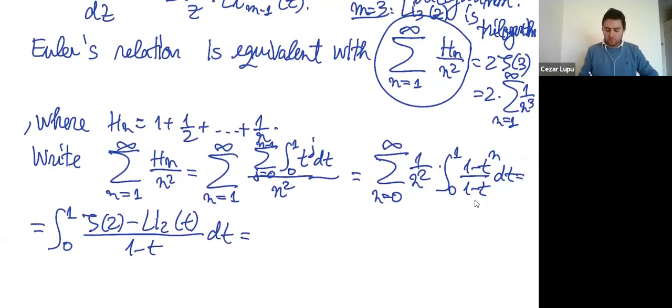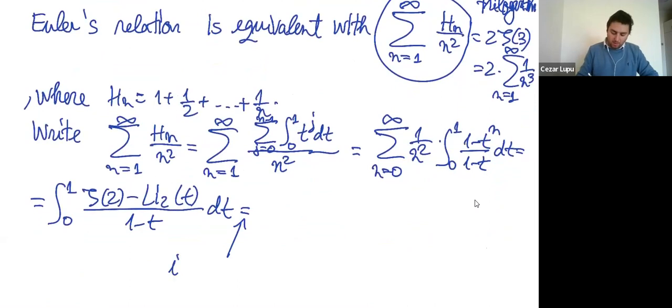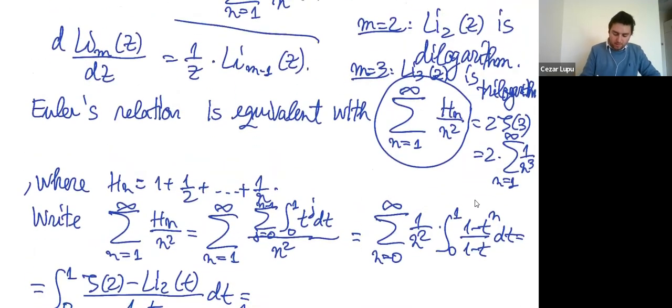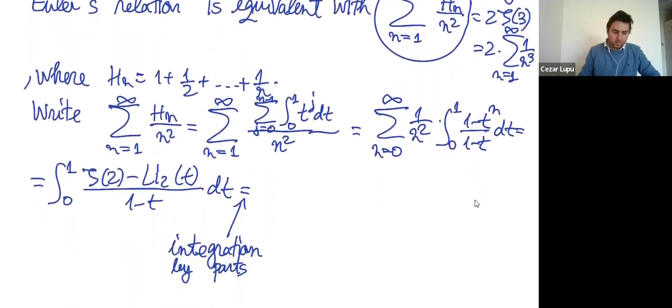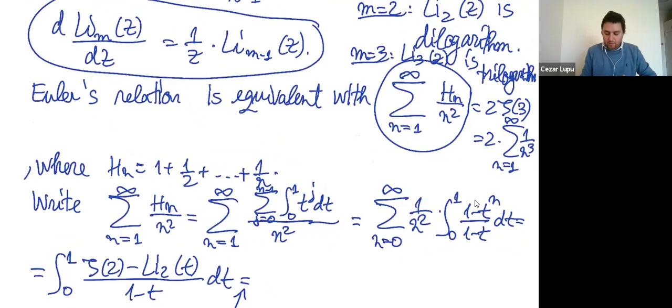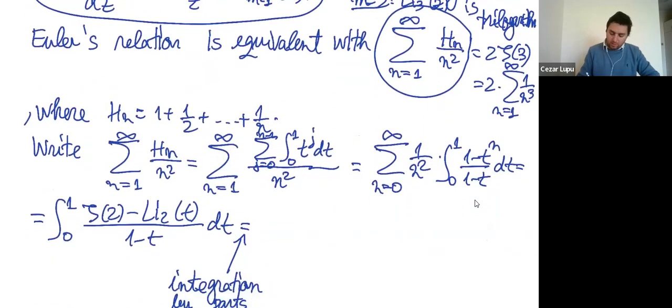And now what we're going to do is just integrate by parts. An easy integration by parts will give us this, and we use this property. Let's keep in mind that in the case of the logarithm, the rank will just decrease by 1. So the derivative of the trilogarithm will be the dilogarithm and so on. So if we apply integration by parts, I hope I'm not mistaken.